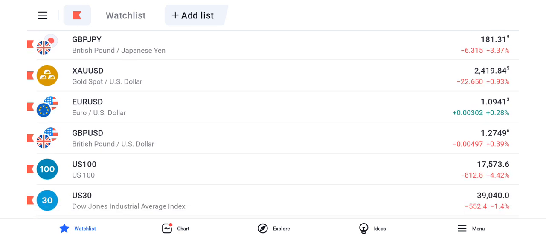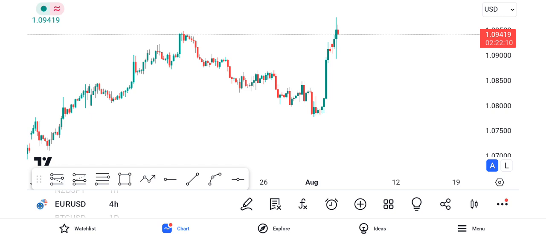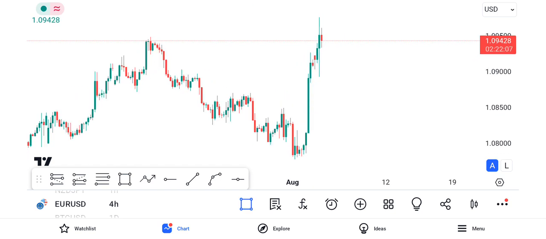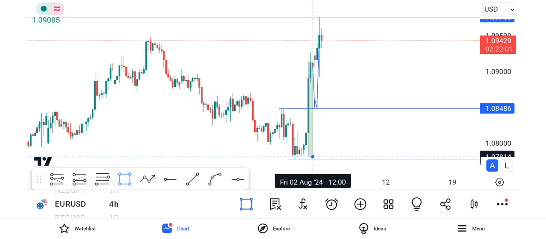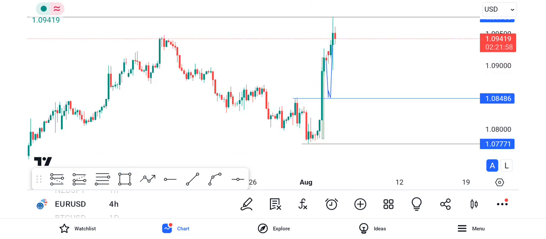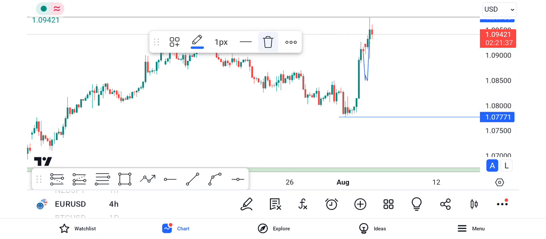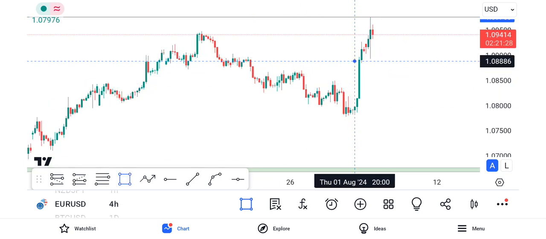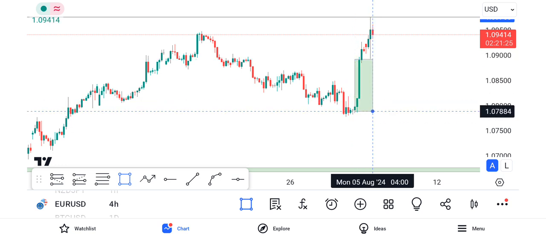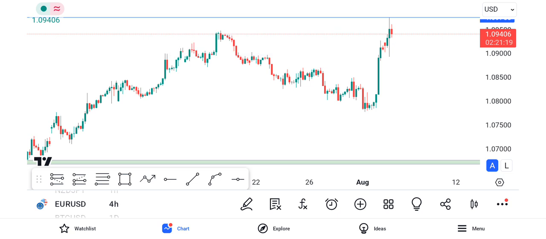Let's go to EUR USD. Wow, this buy right here was NFP that happened last week Friday. Let me delete this. So this is NFP, last week Friday.